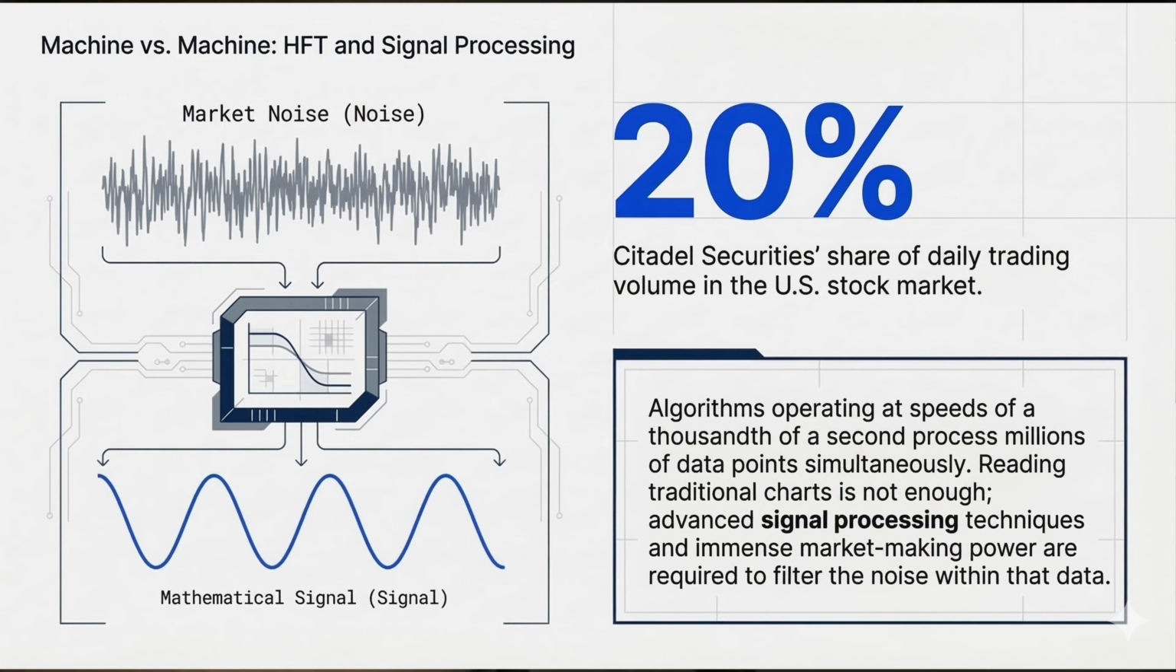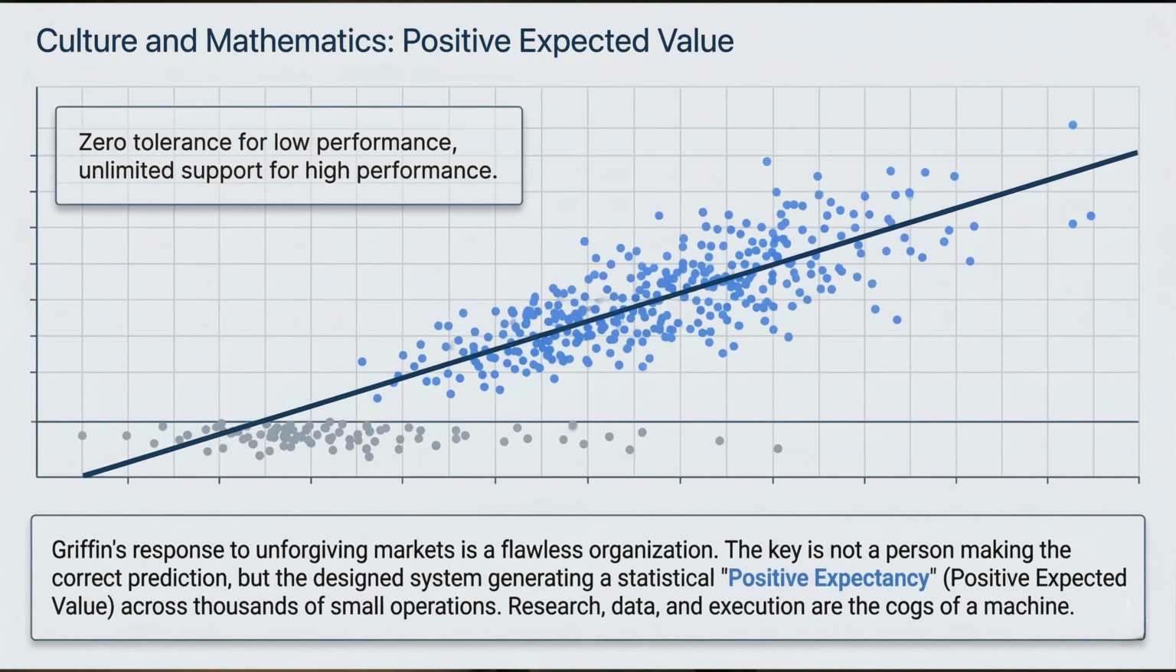It is no longer enough to just read a chart. One must know the signal processing techniques capable of filtering out the noise within the data that forms that chart. Griffin's management style and the competitive culture he established are discussed as much as his technology. At Citadel, there is no tolerance for low performance. However, there are no limits for those who demonstrate the highest performance.